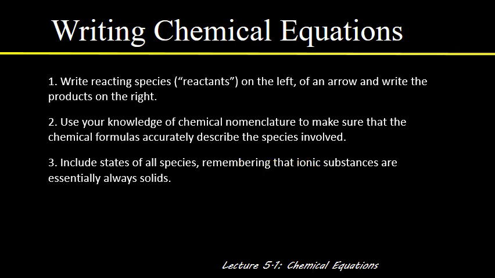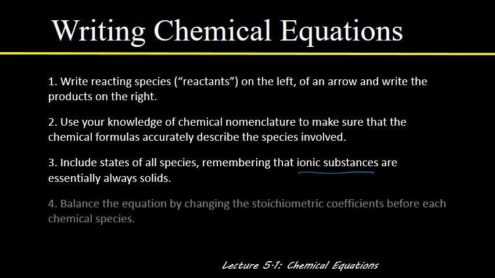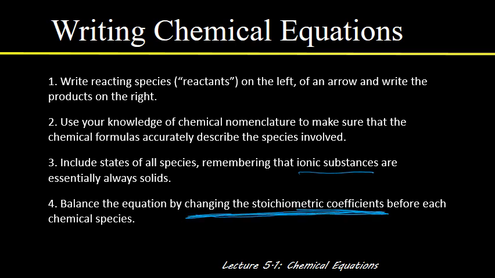All right. Then once you've got the species listed correctly, include the states of everything, remembering what we learned about the different elements, and that ionic substances are always solids unless the reaction is taking place at a very high temperature. And then finally, balance the equation only by changing the stoichiometric coefficients, that's the numbers before the chemical species, to make sure they have the same number of atoms of each element on both sides of the equation.